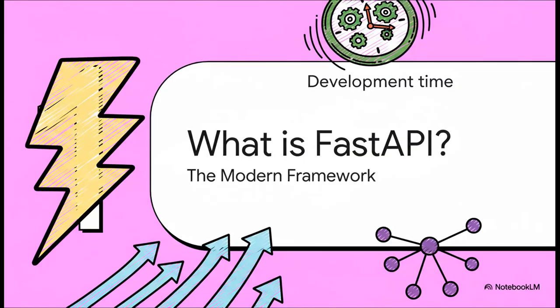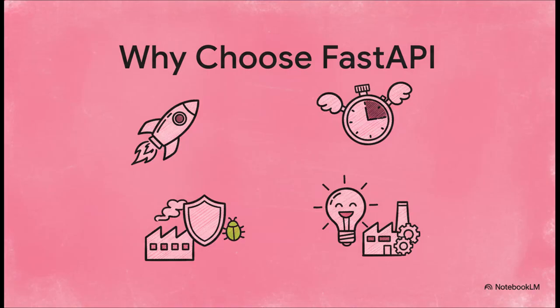So what is this thing really? At its heart, FastAPI is a modern web framework for building APIs with Python. But here's the key difference. It was designed from day one, from the ground up, for this specific job. That focus means it's built to be incredibly fast, and not just fast for the computer, but fast for you, the developer, to write the code. And this really gets to the heart of why so many developers are loving it.